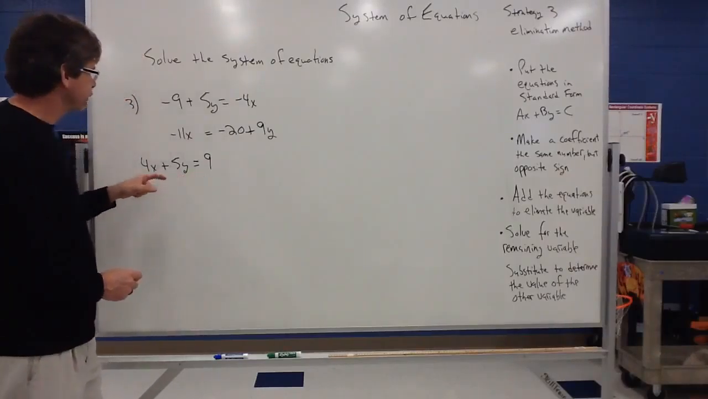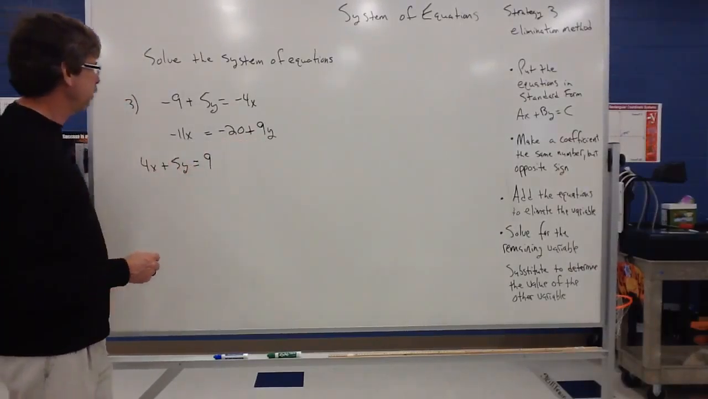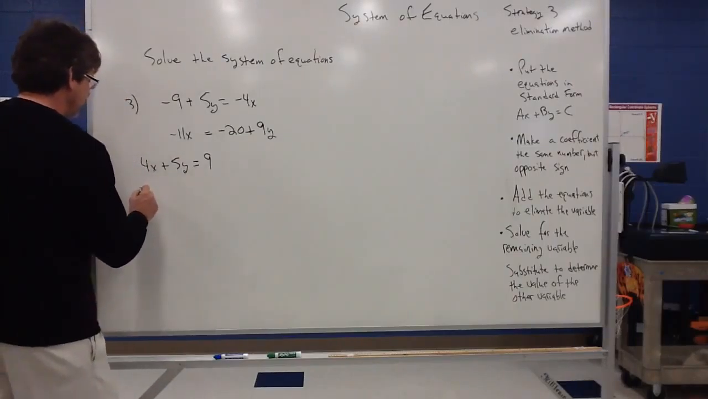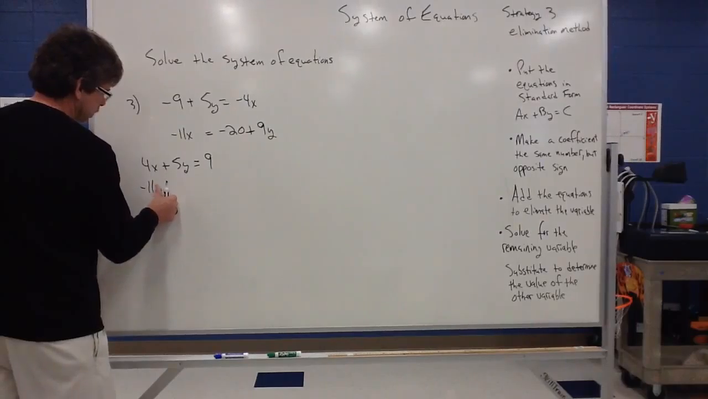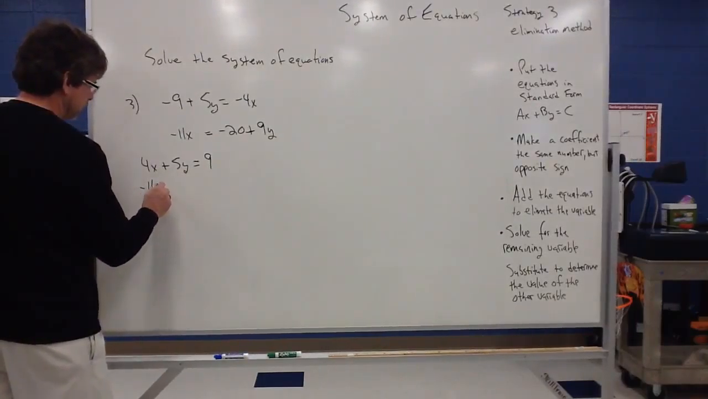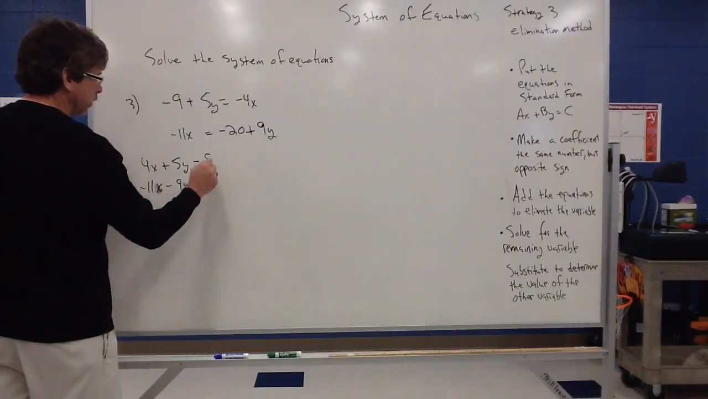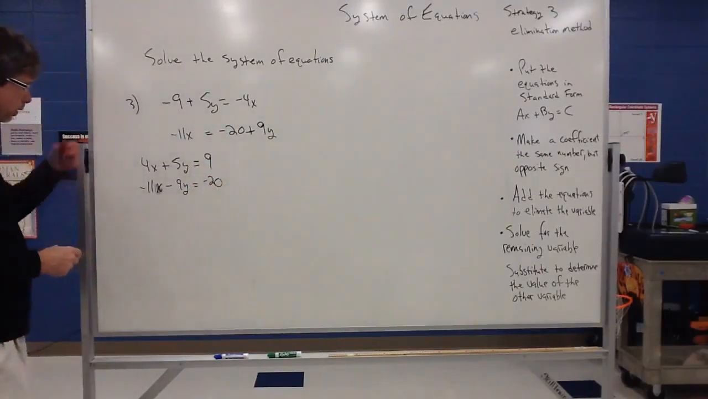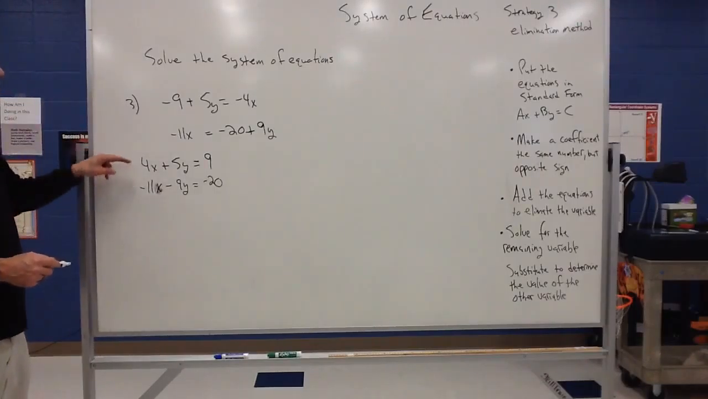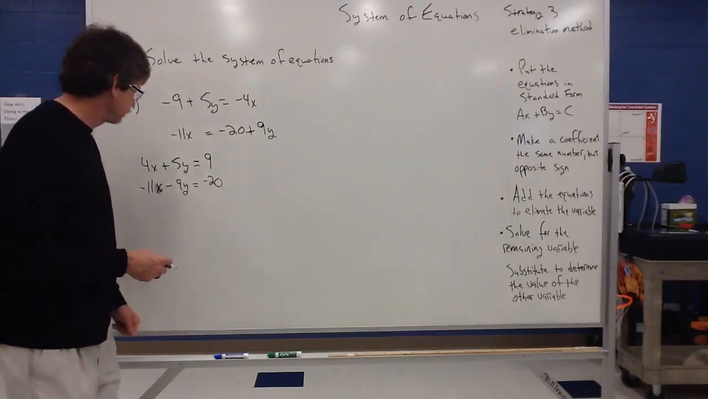So we have that. Notice, like on this one, I want to bring the 9y over. So I have a negative 11x. That 9y is going to slide over as a negative 9y. The negative 20 is just going to stay put. Okay. So we got our standard form here. We got our x's and y's on the same side. We don't have any fractions.